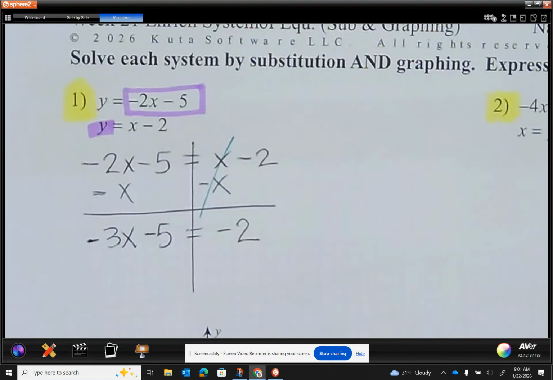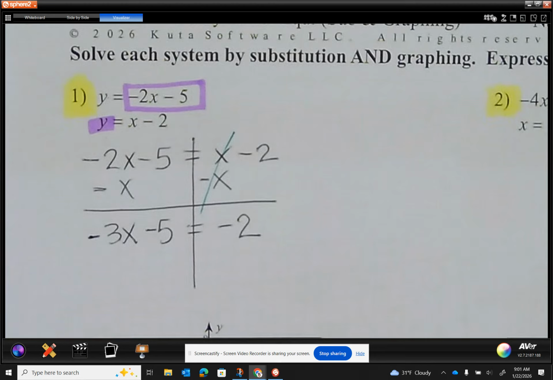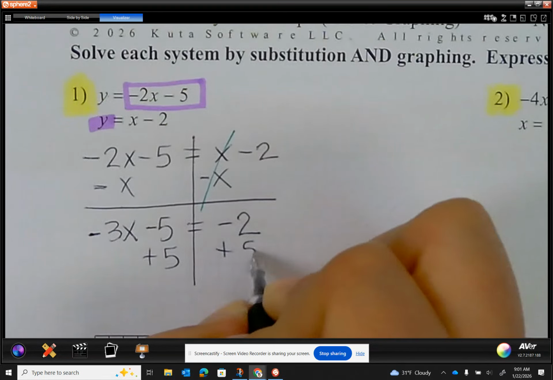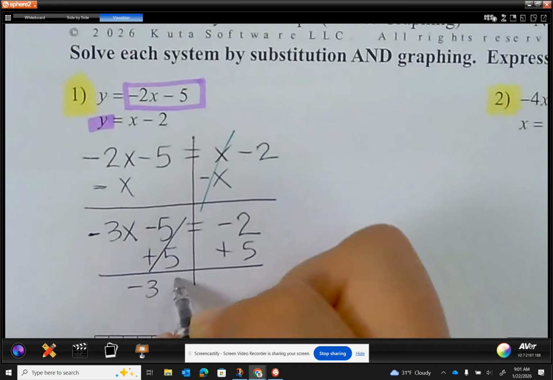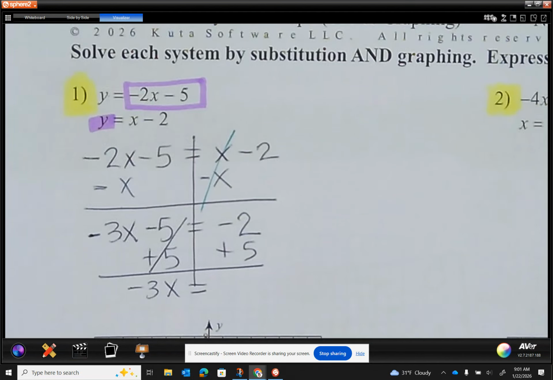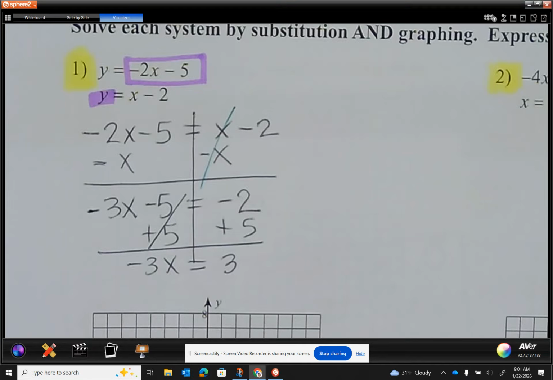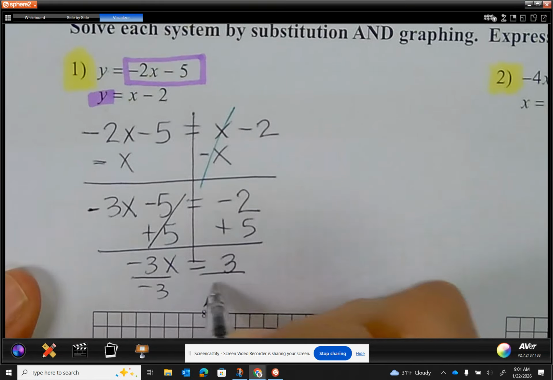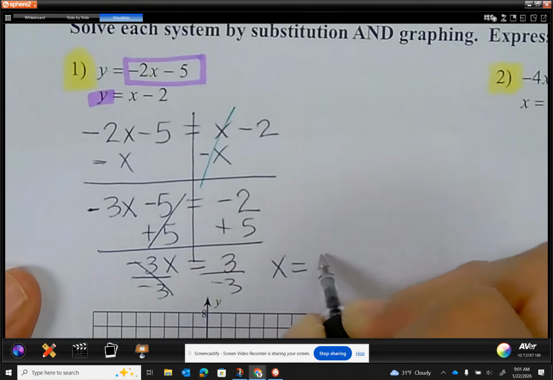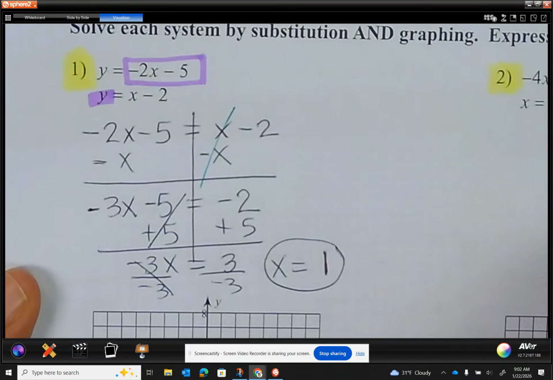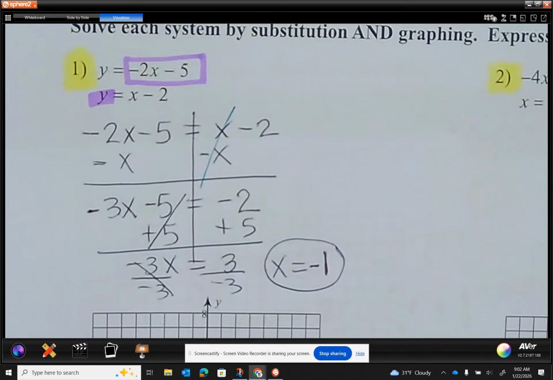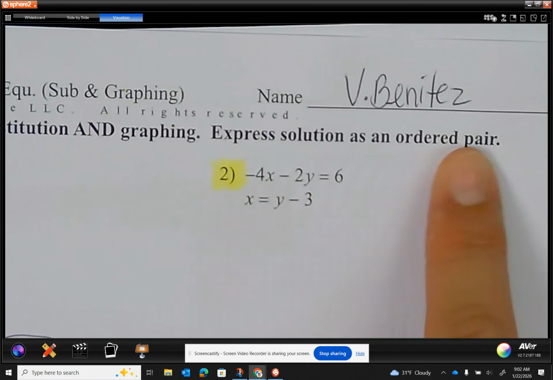What is our next math move for this? Add 5. Okay, we're going to add 5 to both sides. So then we have negative 3x is equal to, what's negative 2 plus 5? Okay, 3. And what's our last move to solve for x? So x is equal to a positive 1 or negative 1? Most students think, I'm done. If you put this into your answer, you're going to get 0 points. You have half of the answer because the directions do say express the solution as an ordered pair, so we need the y value.